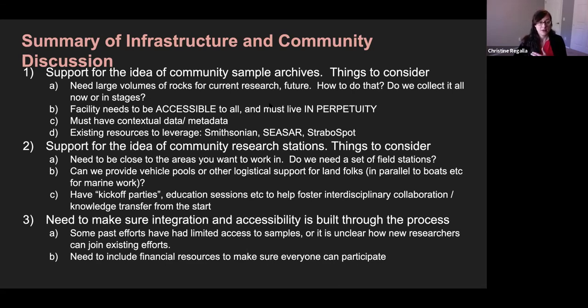The second was that there was support for the ideas of community research stations paired with our field and analog research sites. And so some things to consider with that sort of model is that these stations need to be physically close to the areas you want to work in. And so if we have a network of sites, as has come up a number of times, the suggestion is that we need multiple field stations perhaps.